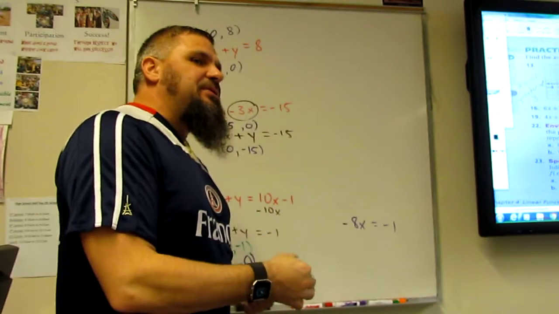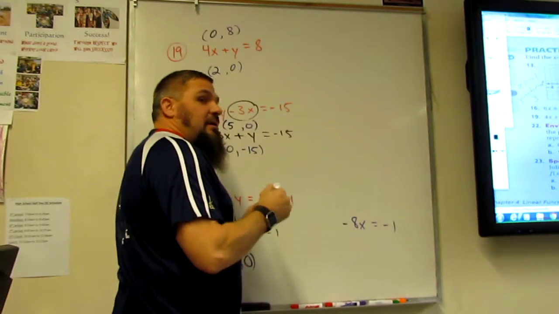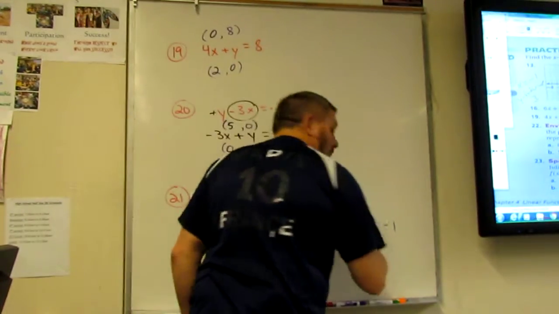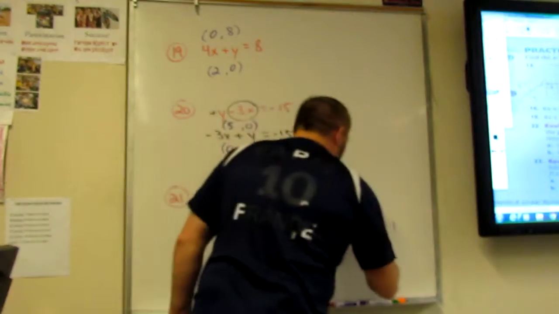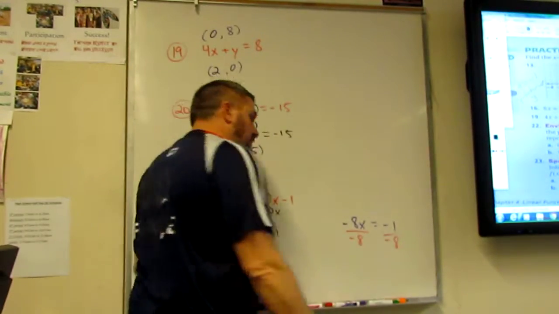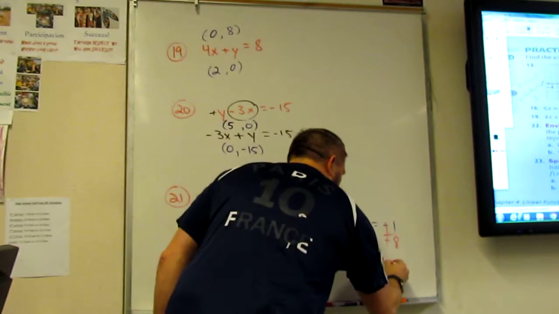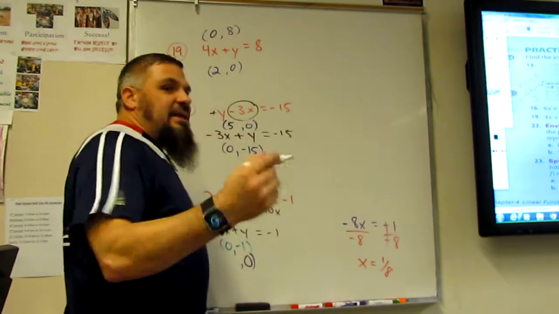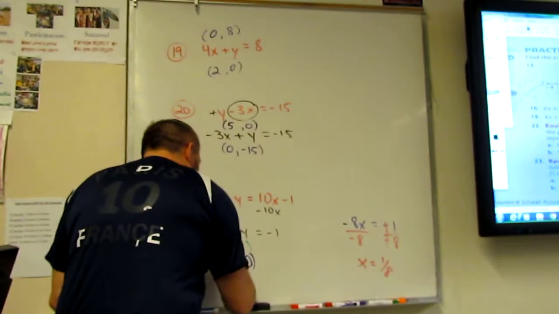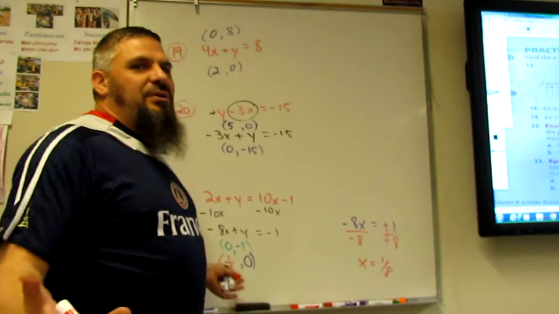But what do we got to do to solve for x? Divide. Divide by negative 8. What I do to one side, do the other. The negatives cancel. And what is x? In this case, x is 1/8. Okay? So it's a little harder, but we can do that.